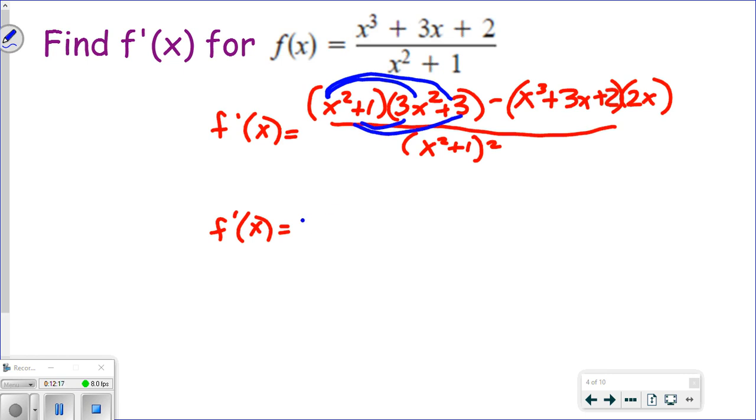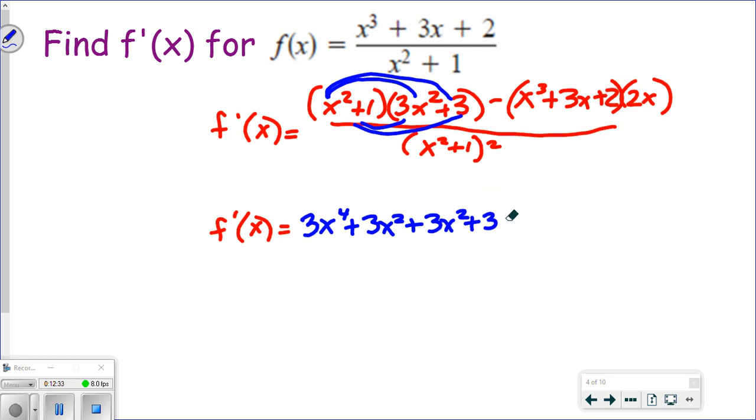So x squared times 3x squared is 3x to the 4th. X squared times 3 is 3x squared. 1 times 3x squared is 3x squared. And 1 times 3 is 3.